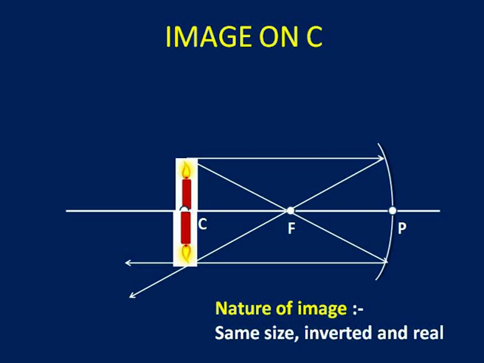Once again, we have taken the same rays, children. A ray passing through the focus of the mirror gets reflected parallel to the principal axis. Now, see children, where are these two meeting? Exactly below the object. The two rays are meeting exactly below the object. So the image is formed on C again. When the object is on C, the image is also formed on C. Here, we will be getting the same size of image as the object, and it is again an inverted and real image.